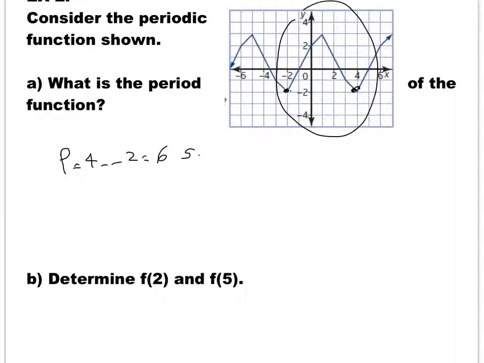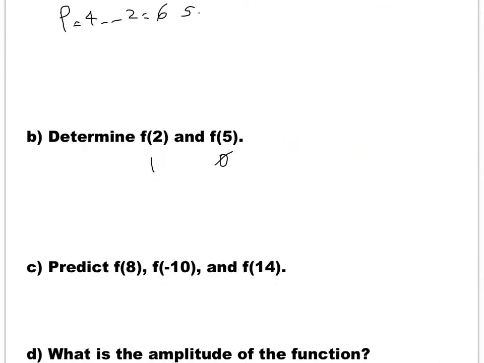The second part of the question says, what is the value of the function at 2 and 5? The value of the function at 2, which is going to be here, is 1, as you can see. And the value of the function at 5 is going to be here, which is going to be 0. Next question is f of 8, f of negative 10, and f of 14.